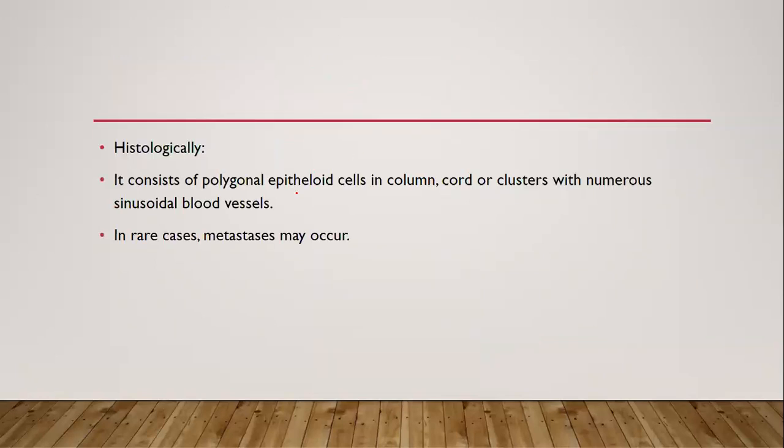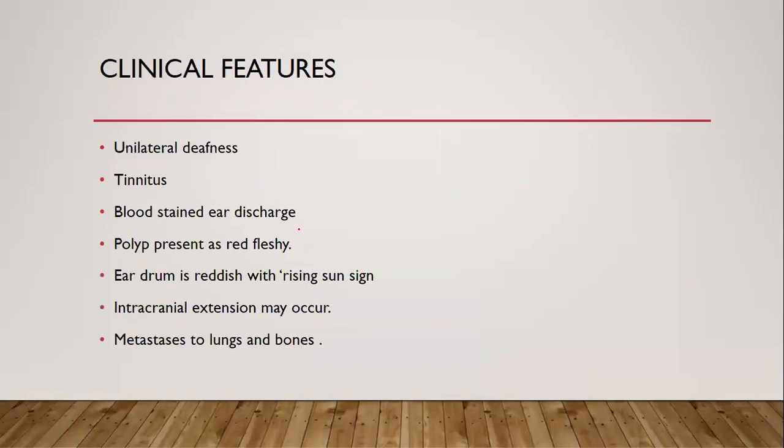Histologically, it consists of polygonal epithelioid cells in columns, cords or clusters with numerous sinusoidal blood vessels. So it can occur as a cluster form. Basically, it is a benign form of tumor, but in rare cases, metastasis can happen.